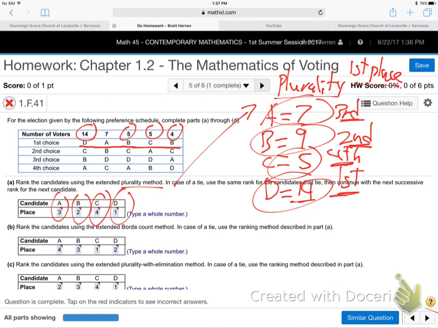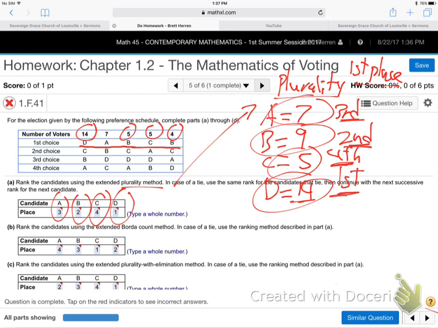Just go ahead and do the plurality method and give them the ranking. A came in third place, B came in second, C came in fourth, D came in first. That's the ranking. That's what they mean by extended plurality. All of these are just going to ask us to do extended, which means don't just give the winner, but tell us second place, third place, fourth place. That's pretty easy to do. Want to do the second one? Let's do part B, Borda count.